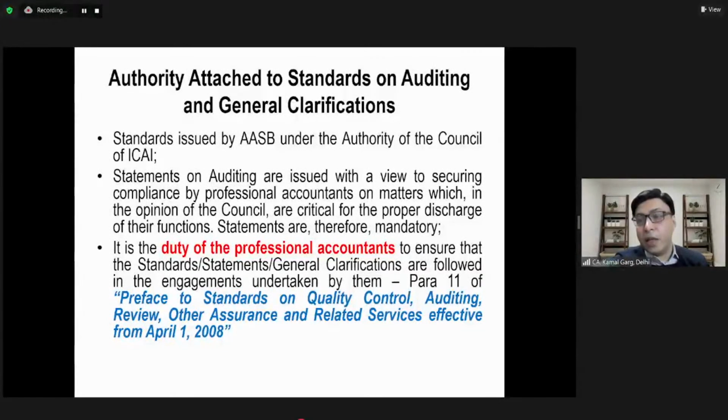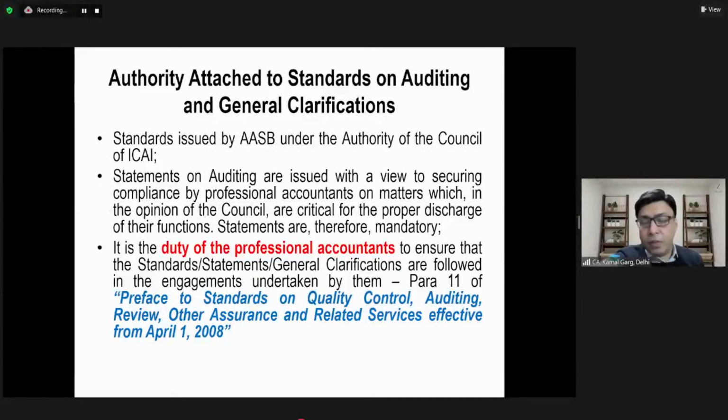Professional accountants here means chartered accountants. Para 11 says that it is a duty of professional accountants to ensure that the standards, the statements, and general clarifications are followed in engagements undertaken by them. So meaning thereby, again, the same thing. Being the chartered accountants, you have to obey ICAI standards. You have to follow the ICAI standards.